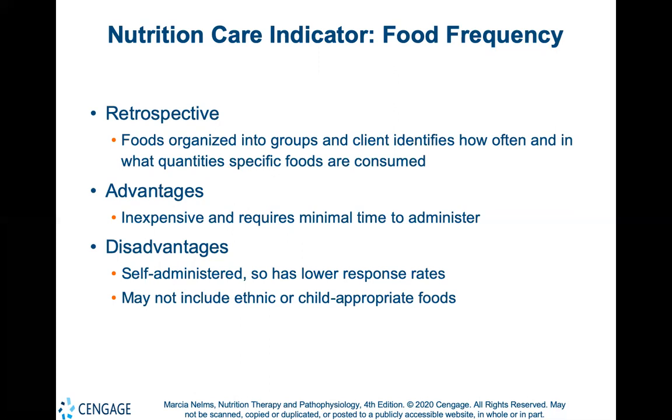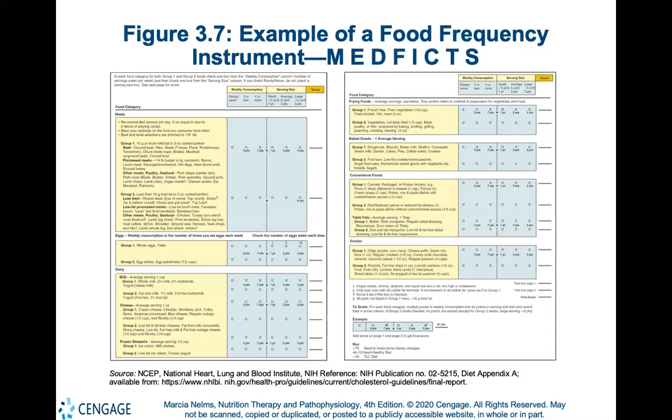Advantages of this methodology are that it is inexpensive and requires minimum time to administer. Disadvantages include a tendency towards lower responses because the instrument is self-administered. The instrument may not include ethnic or child-appropriate foods or quantities that are realistic for those eating larger amounts, such as athletes. An example of a food frequency instrument is Figure 3.7 on pages 47 and 48.